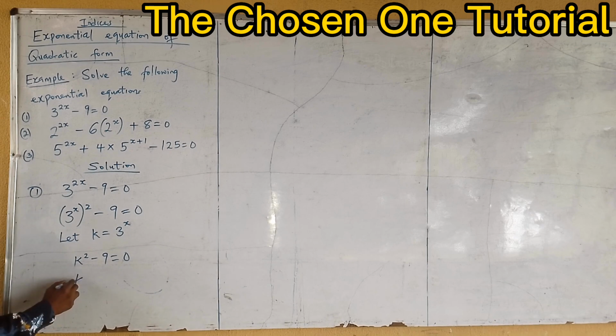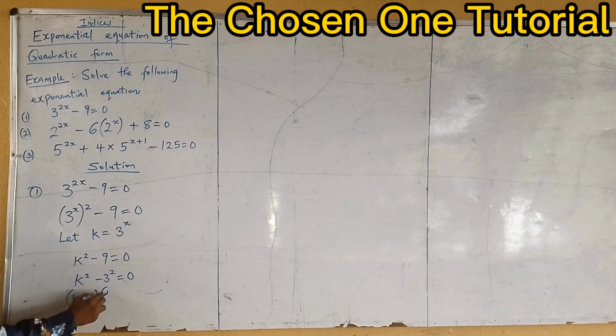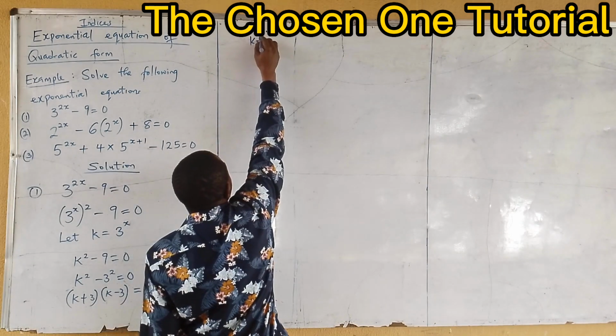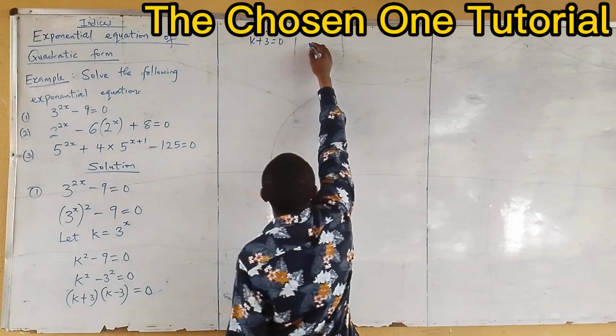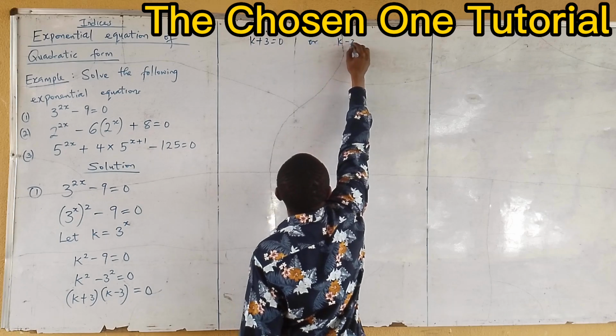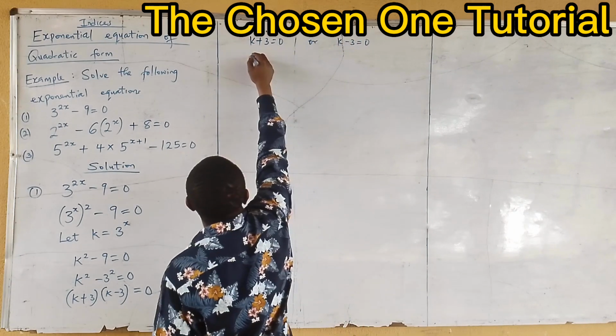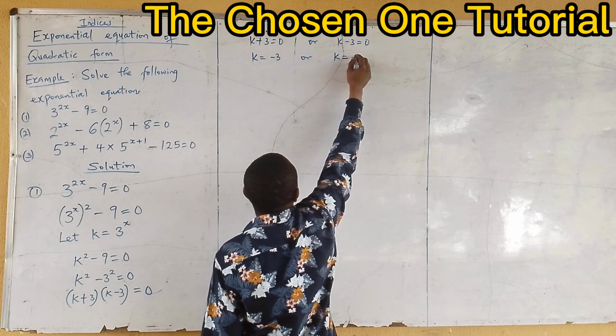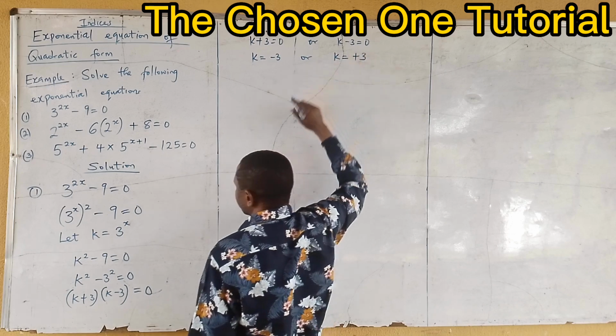So we are going to have k squared minus 3 squared equal to 0. And this will give us k plus 3 in bracket k minus 3. Don't forget that this is the difference of two squares, equal to 0. So therefore, k plus 3 is equal to 0, or k minus 3 is equal to 0. And from here, k is equal to minus 3, or k is equal to plus 3.